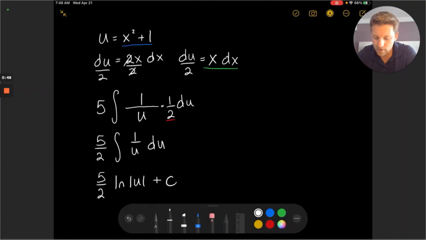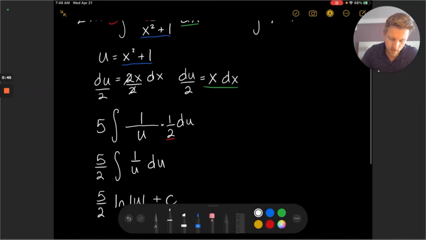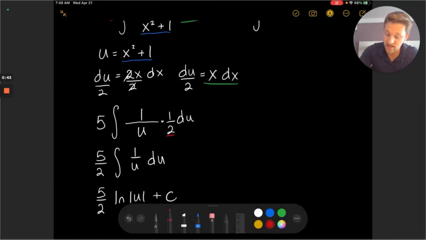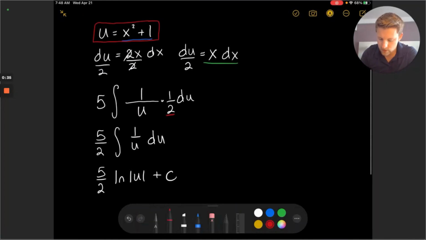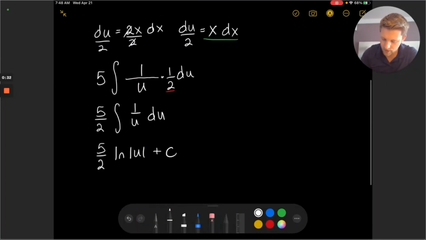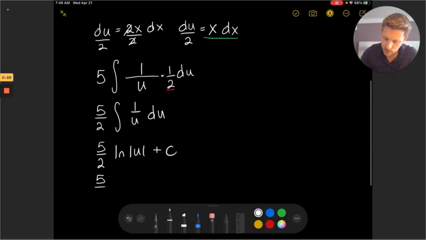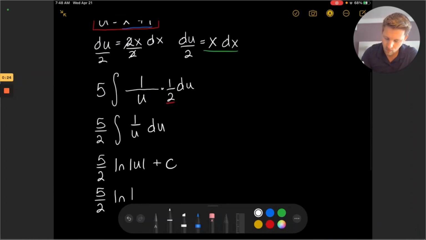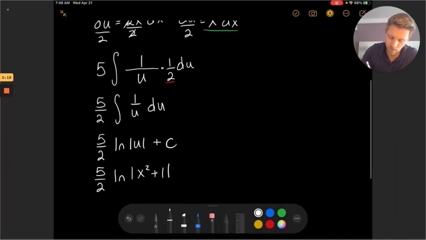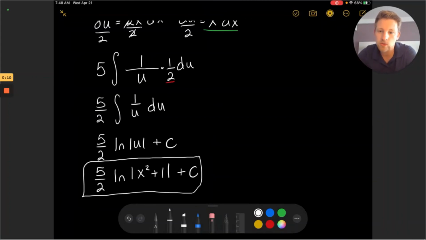And the only thing that I have left to do here is go back to my u substitution. So we're starting and ending this process with the u substitution. So when we do that, we can rewrite this one more time as 5 over 2 natural log of, my substitution was x squared plus 1, and we're going to take the absolute value of that, plus c. And this is our final solution for our integral using the u substitution method.